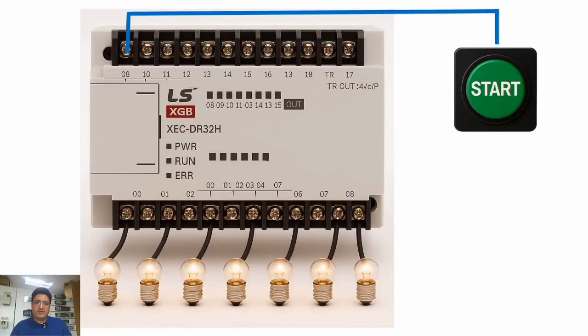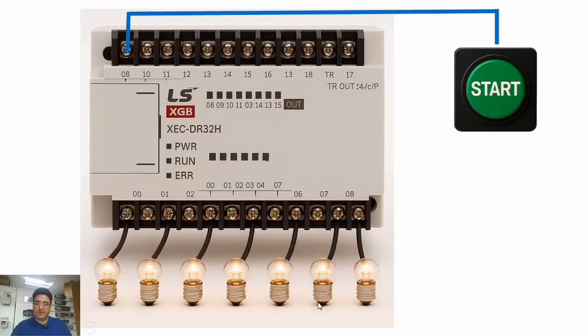Now let's write a program together. Suppose we have a start button. We've connected it to input number 8 of our PLC, and we've also connected 8 lamps to the outputs Q0 to Q7 of the PLC. We want to write a program so that when we press the start button, all 8 lamps turn on at once, and when we release the start button, the lamps turn off.